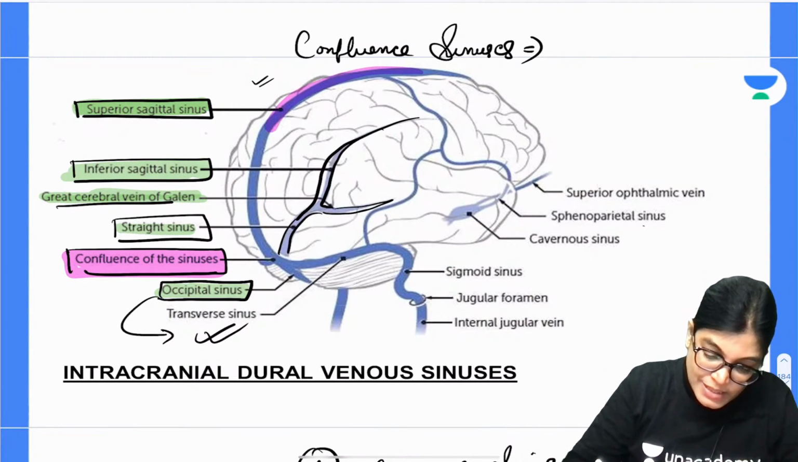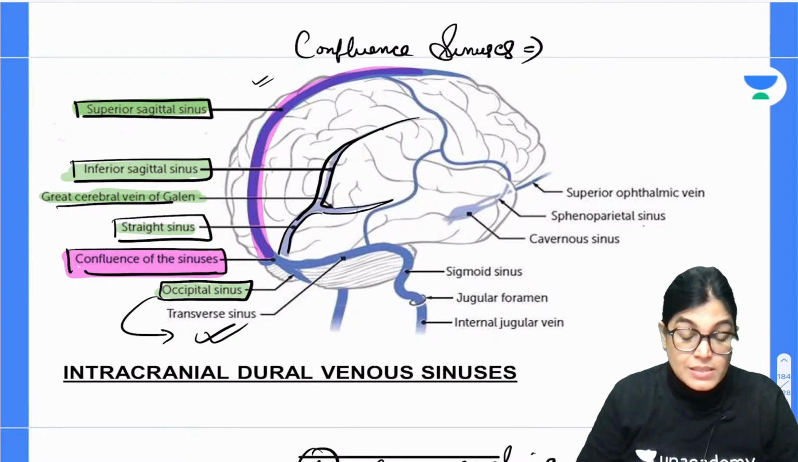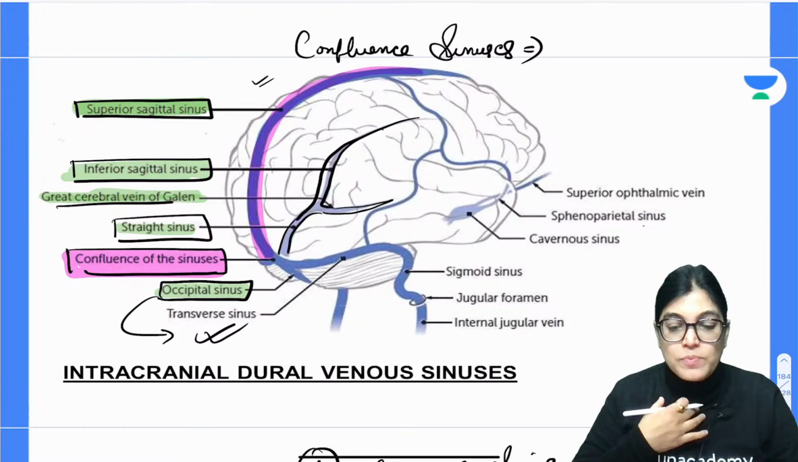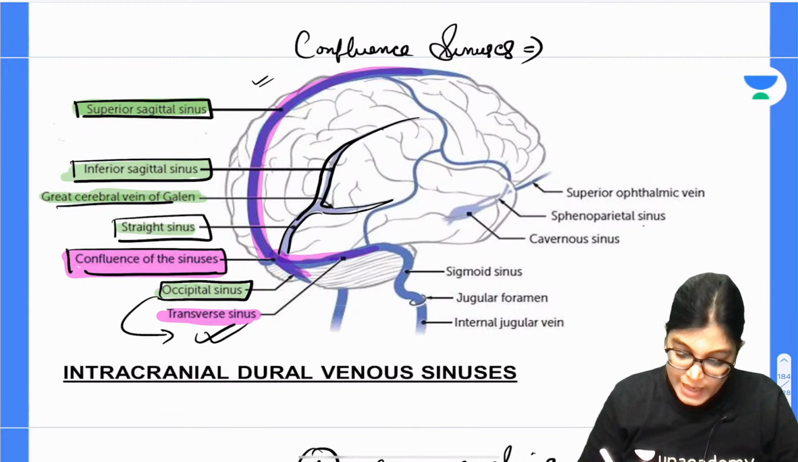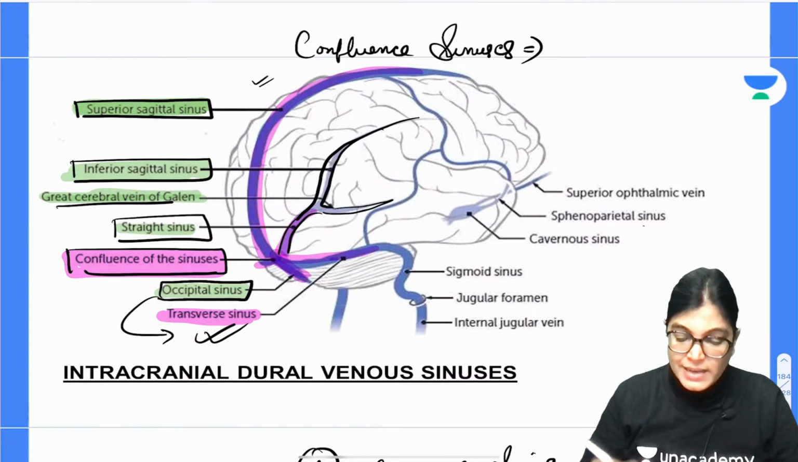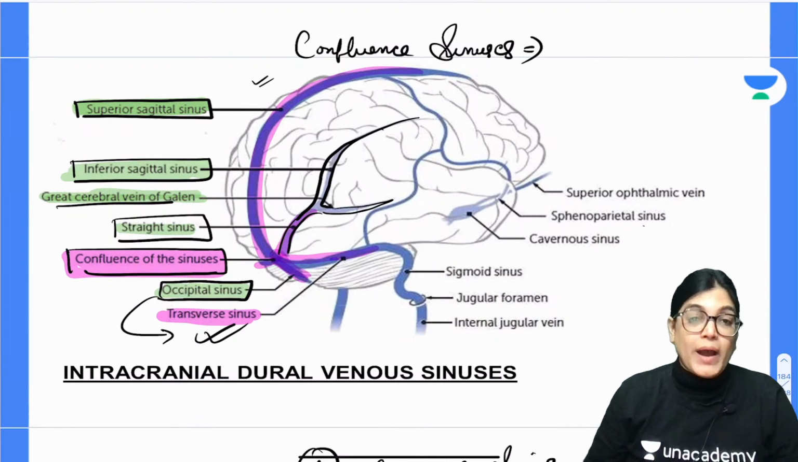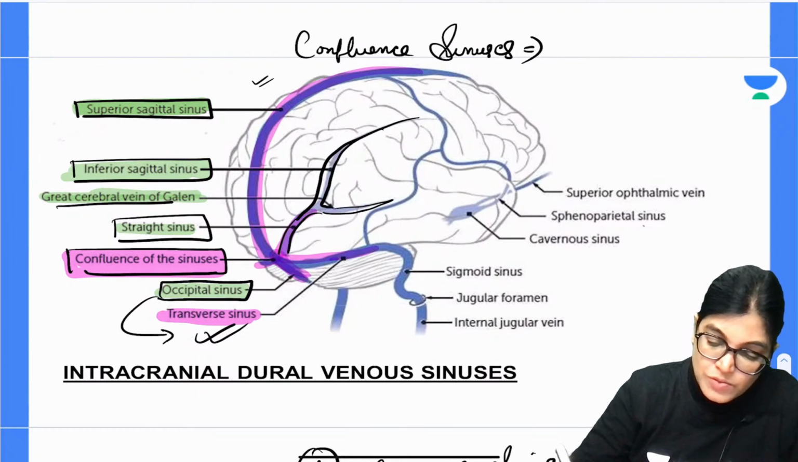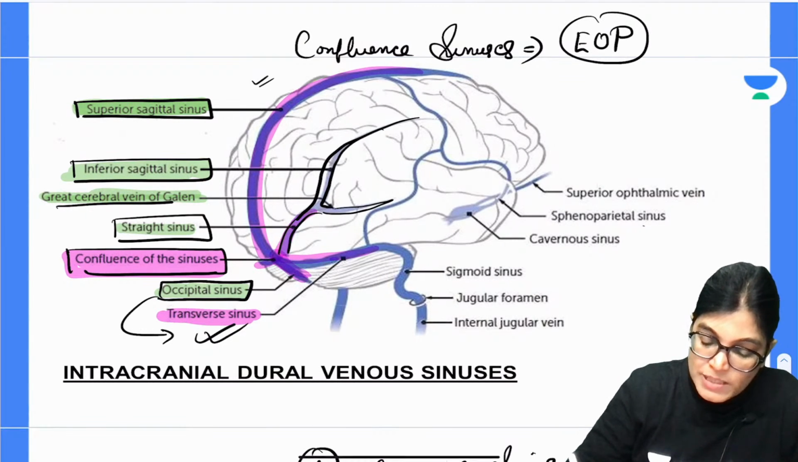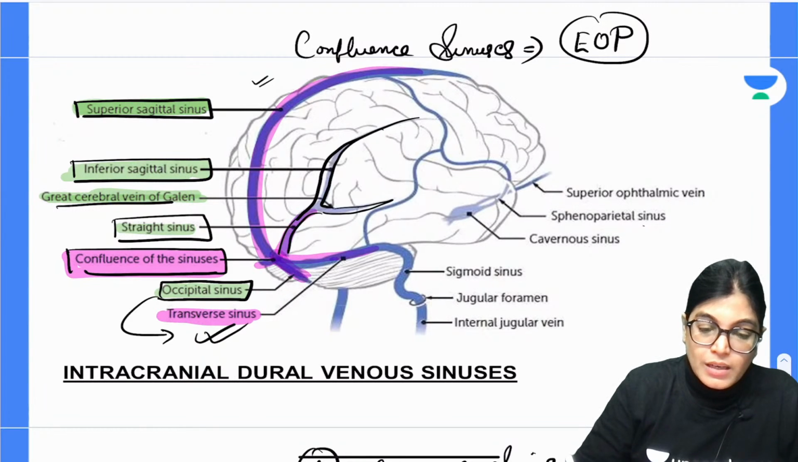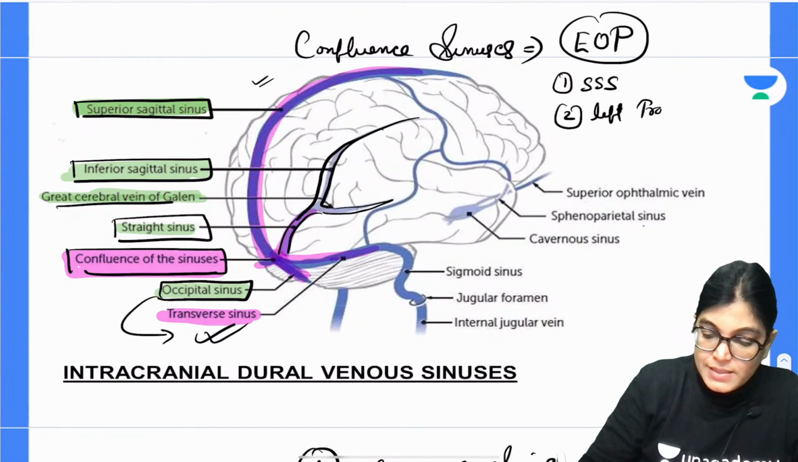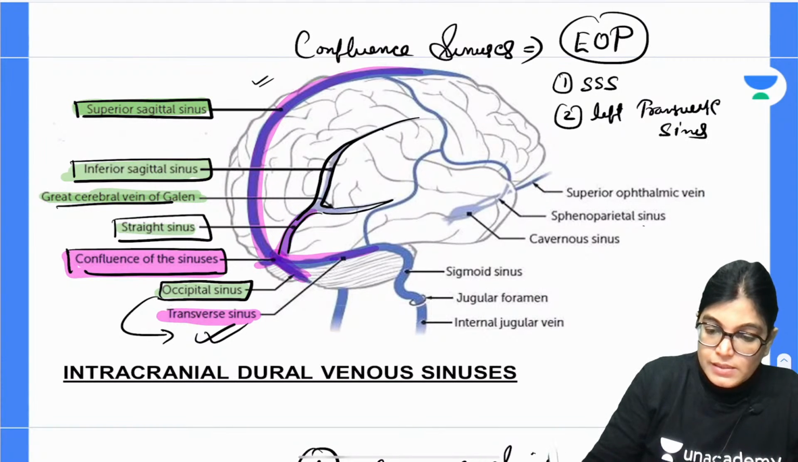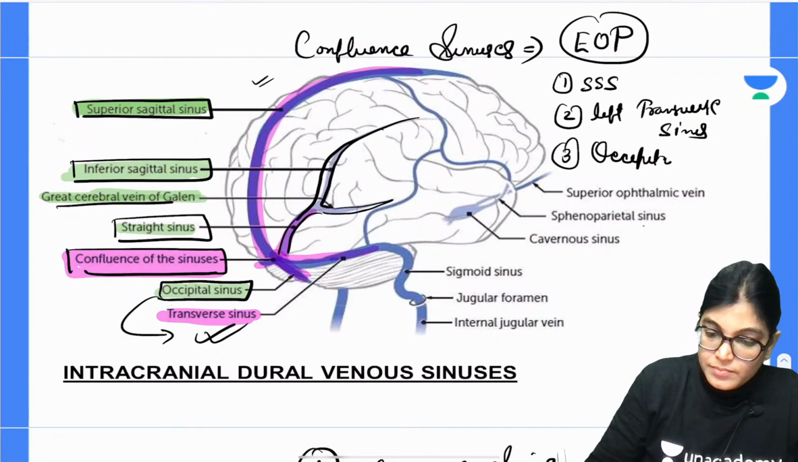Here you can see this is the straight sinus. This is the superior sagittal sinus. Also the transverse sinus is joining here. As you can see, occipital sinus is joining here, and the straight sinus. All these sinuses are converging at that point. So, confluence of sinuses lies at the level of EOP, the external occipital protuberance, and is formed by the convergence of the following important sinuses: superior sagittal sinus, left transverse sinus, occipital sinus, and the fourth one is the straight sinus.